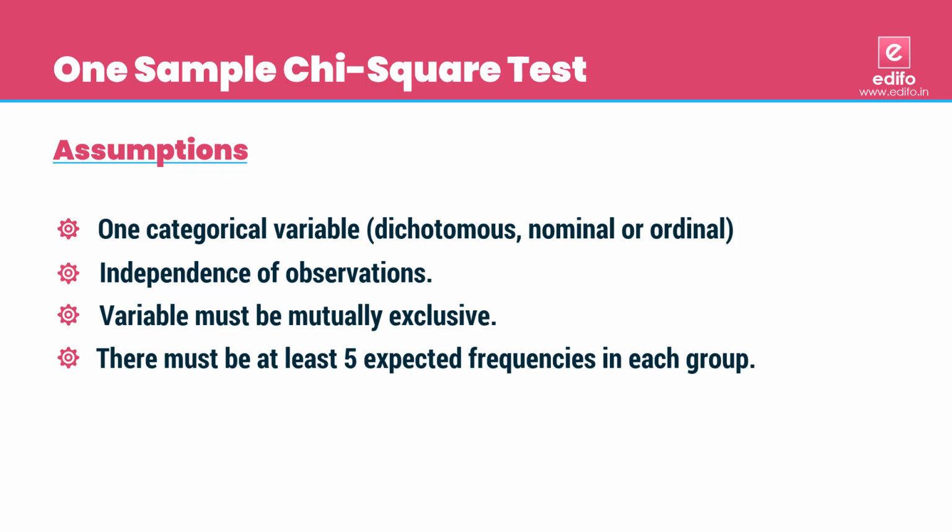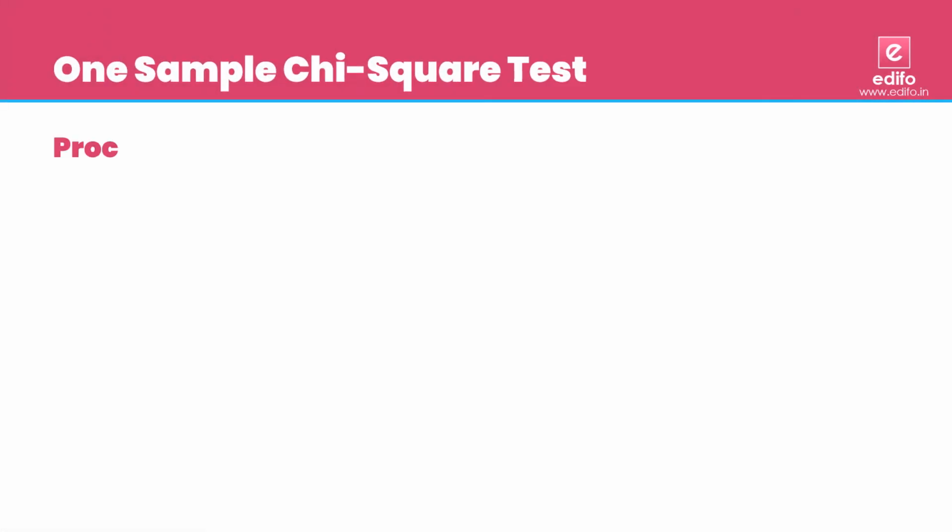Therefore, check out the first 3 assumptions: whether it is a categorical variable, independence of observations are there, and the variables must be mutually exclusive. If these 3 assumptions are met, then you can check the 4th one. Now, we move to the procedure for chi-square test.